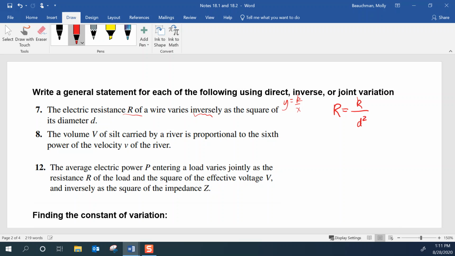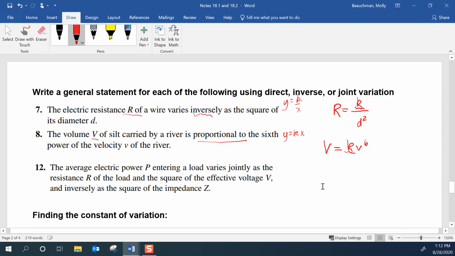Next example: the volume V of silt carried by a river is proportional to, so direct variation, and proportional to means multiply. So the general equation is k times x. The volume V carried by a river is proportional to, so k times, the 6th power of the velocity of the river. So small v to the power of 6. Notice we don't know k. We just know there's a constant of proportionality in there, whether it varies inversely or varies directly.